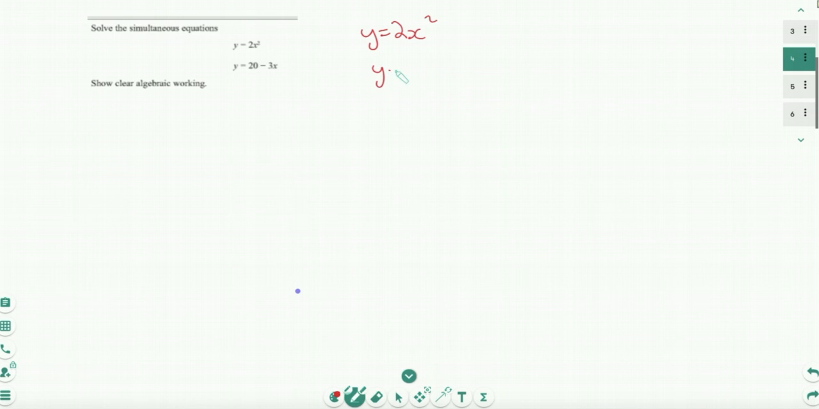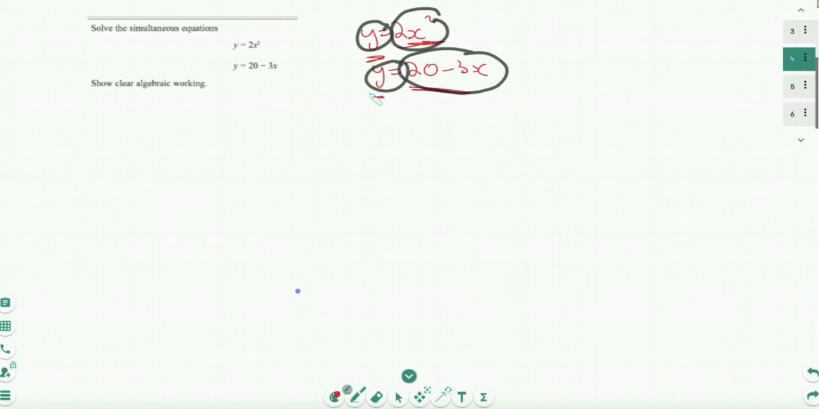And y is also equal to 20 minus 3x. So if y is the same as 2x squared, and y is also the same as 20 minus 3x, then what's the relationship between 2x squared and 20 minus 3x? Well, they must be equal to each other because they're both equal to y. So we can say 2x squared must be equal to 20 minus 3x.